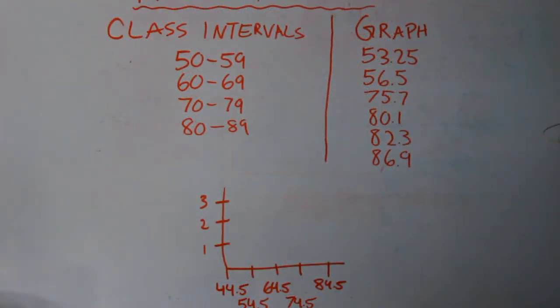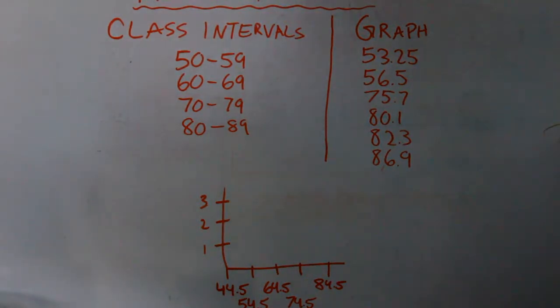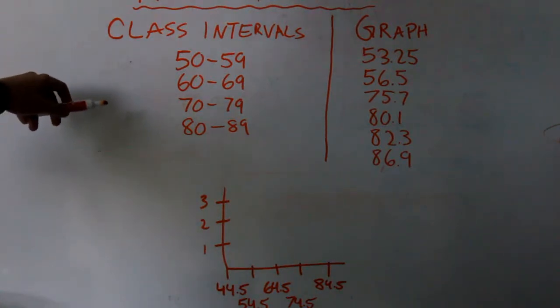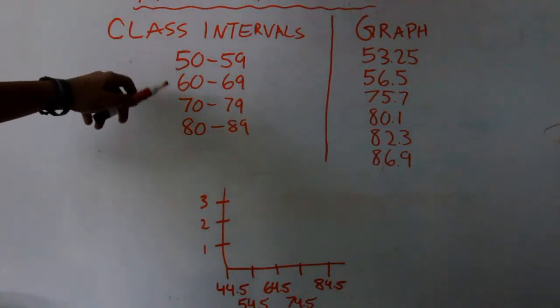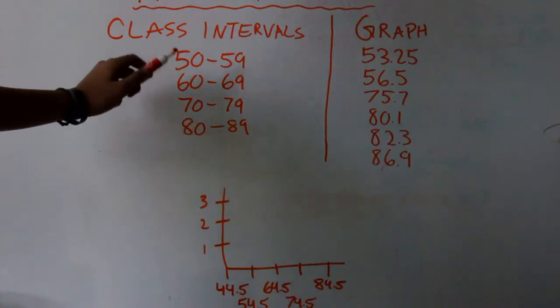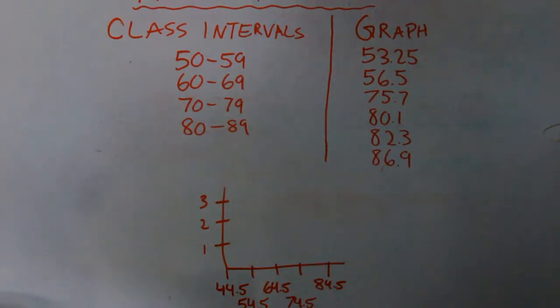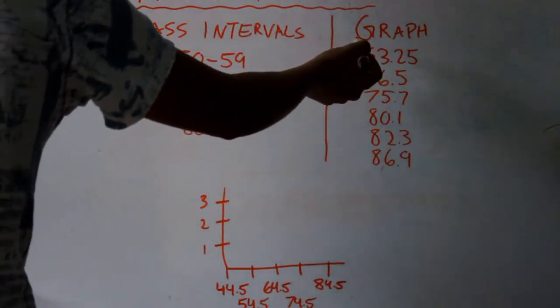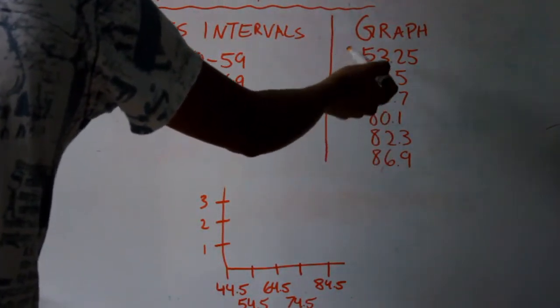And now let's do an example. Here is an example of a frequency polygon. I've given you the class intervals here, so 50 to 59, 60 to 69, 70 to 79, and 80 to 89. And you have to graph these 6 units.